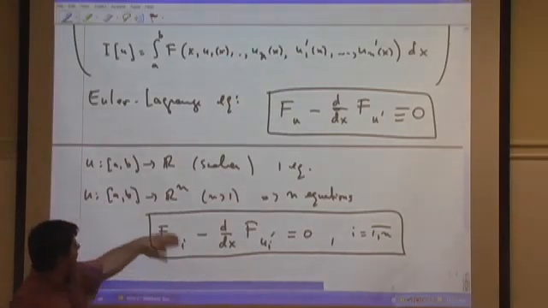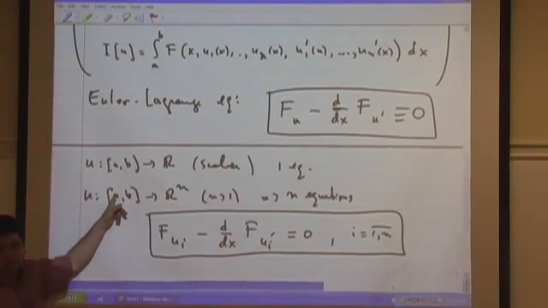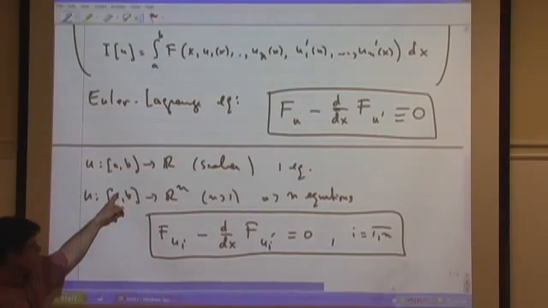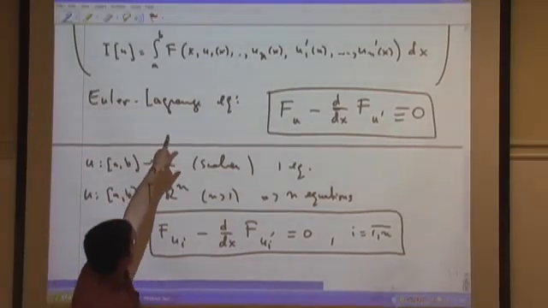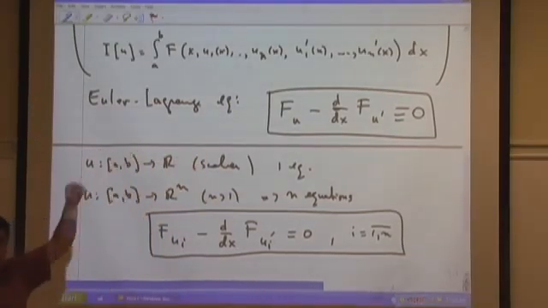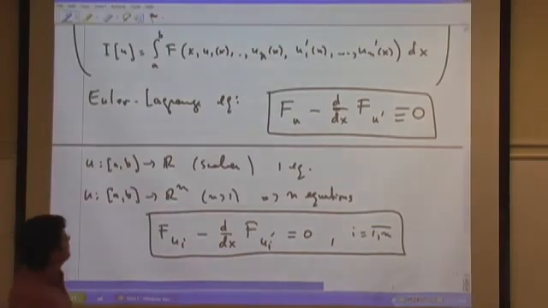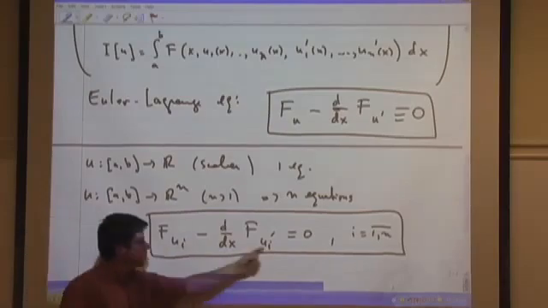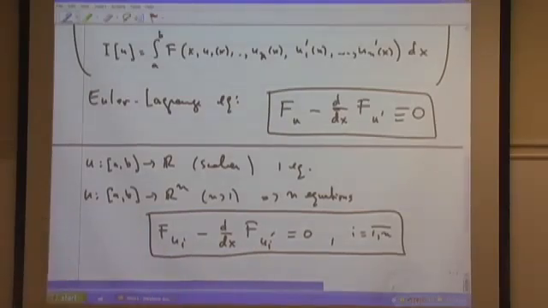In the case you have a vector, you would have to consider u plus t phi, where phi has n components. When you redo that, basically replace u with u plus t phi, and you take the derivative with respect to t, set t equal to 0. This is what will come out. You'll have a system of equations. Okay.